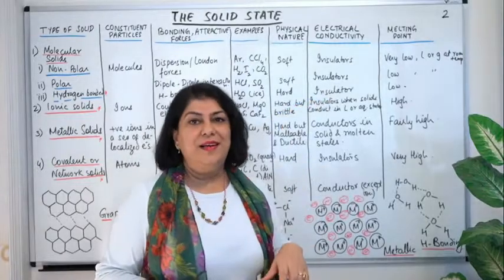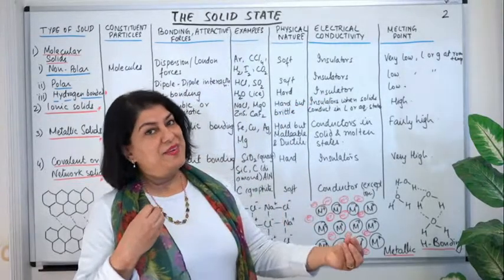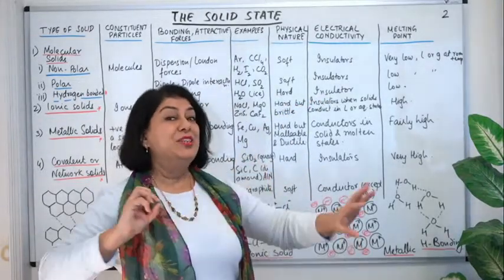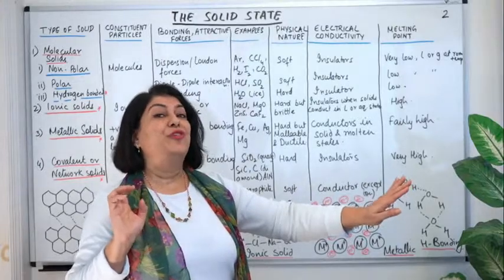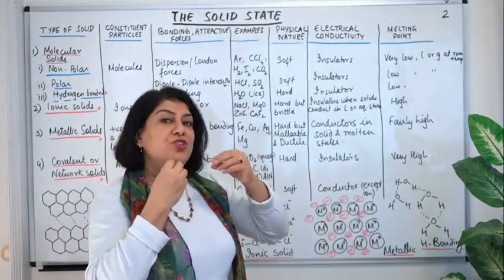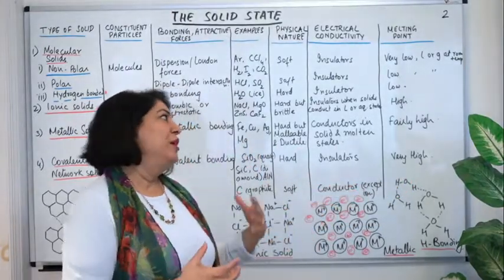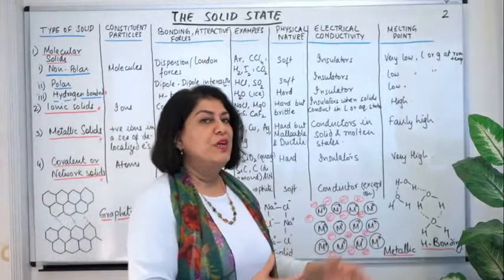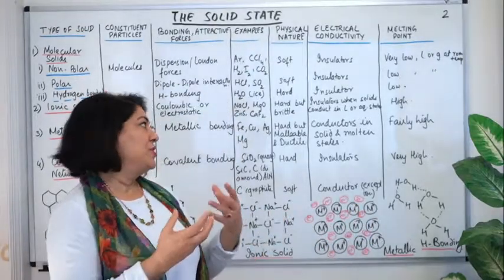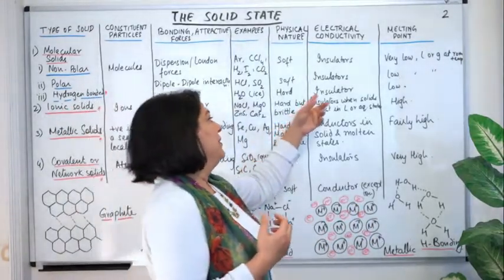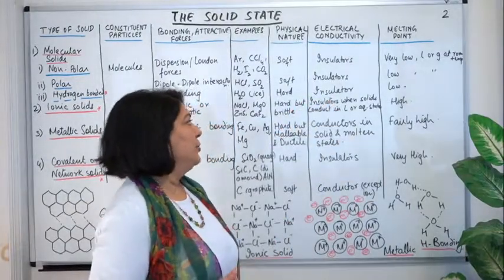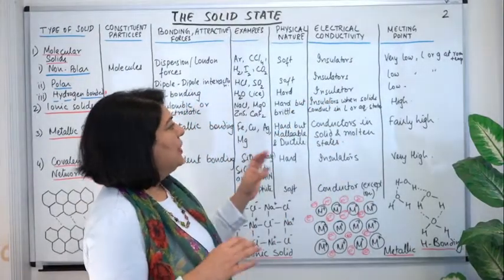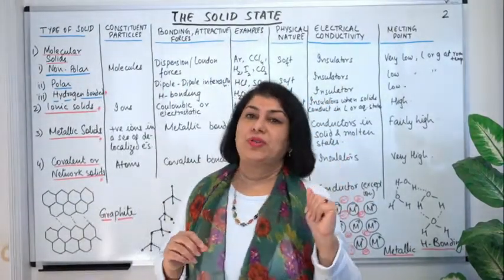And does it conduct electricity? Although there is polarity, there is no complete total separation of charges or total transfer of electrons. Therefore, the ions cannot move, the electrons and the positive charges cannot move individually, and therefore that is also an insulator. So that was about the molecular solids.